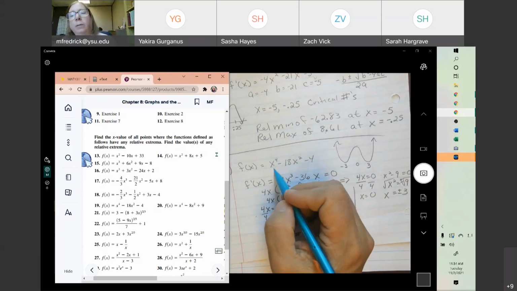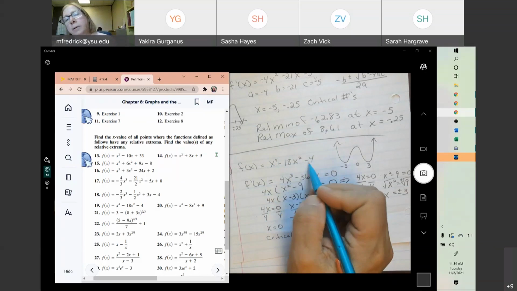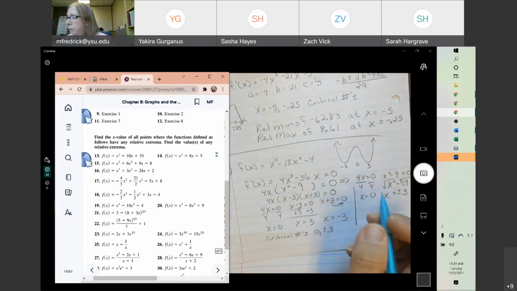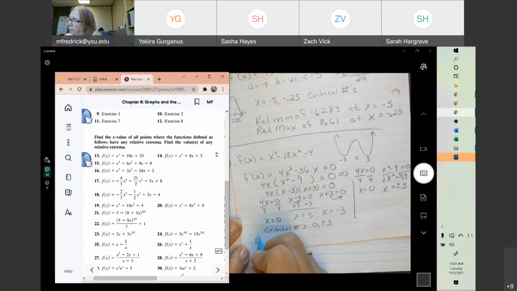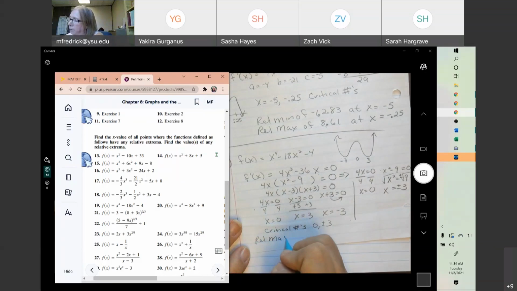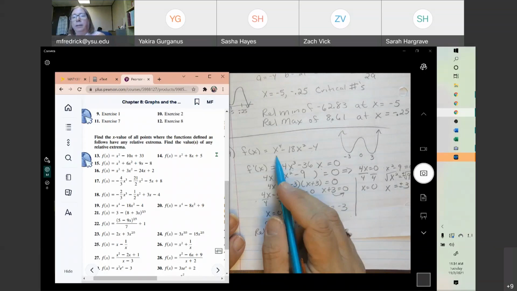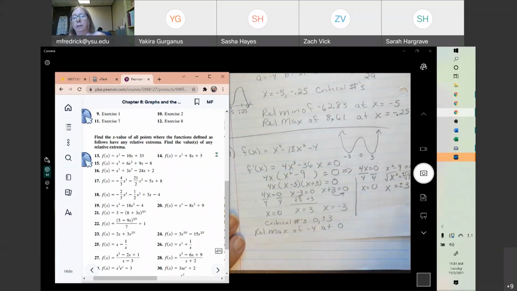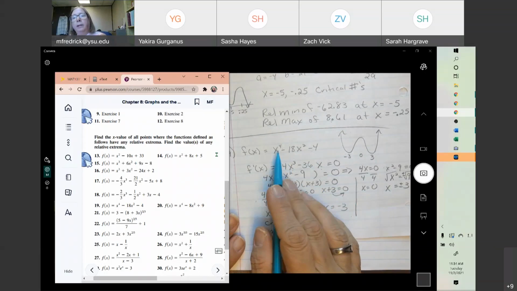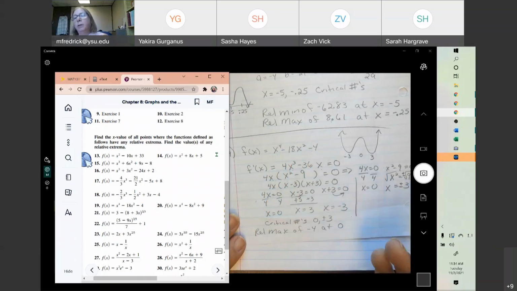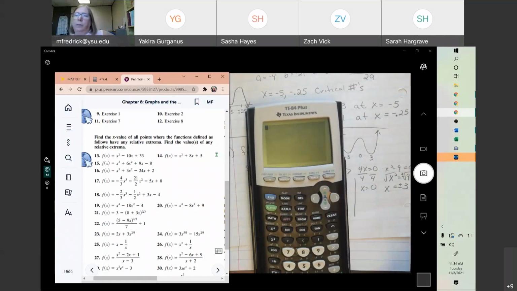Plugging in 0, we get 0 minus 0, so 0 minus 4 is -4. Relative max of -4 at 0. So you can just plug them into here. For the +3, 3 to the 4th minus 18 times 3 squared minus 4. It's just that the calculator's a little quicker.